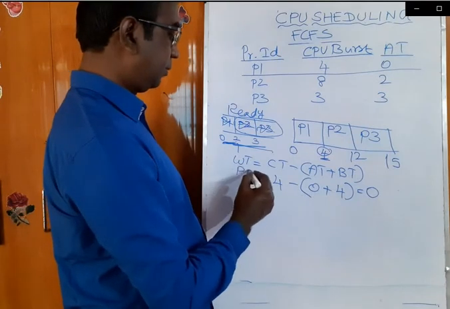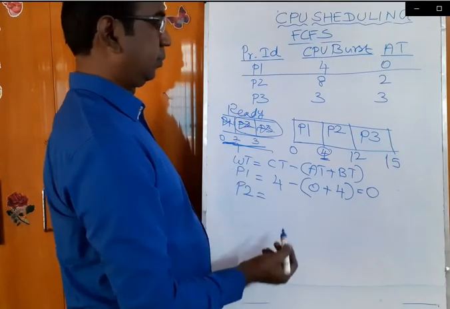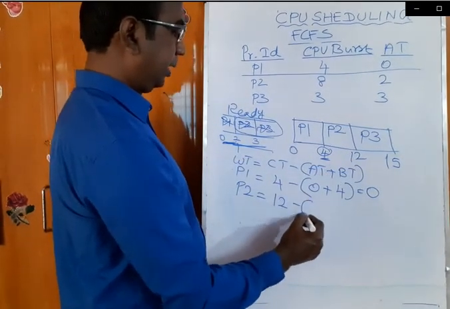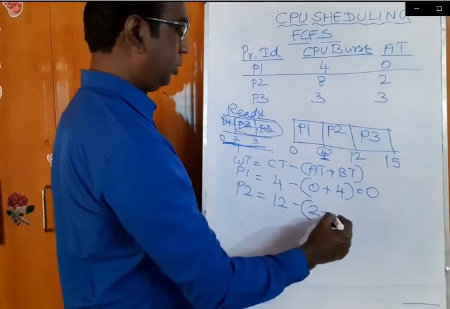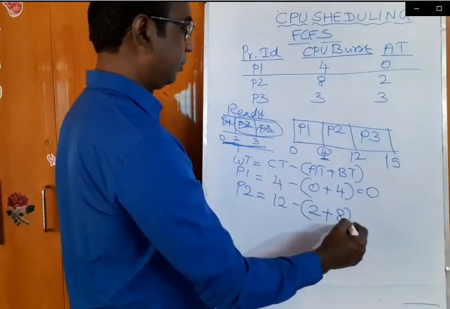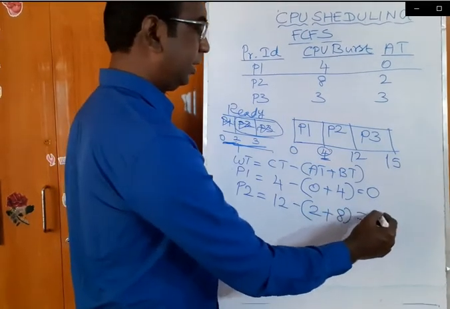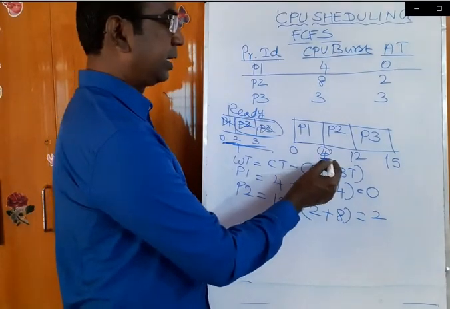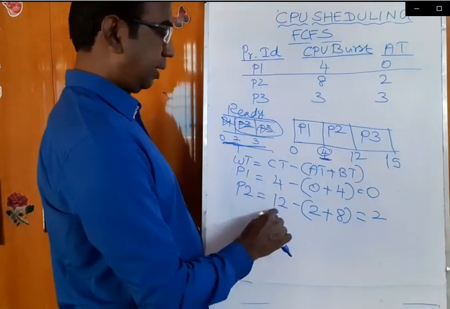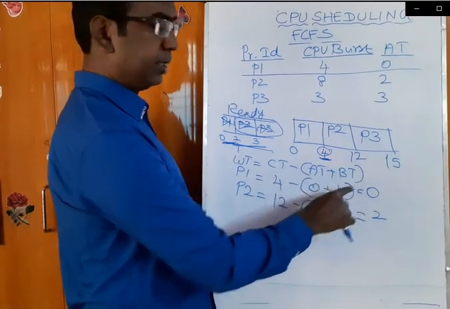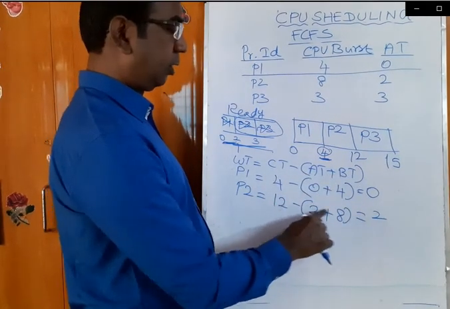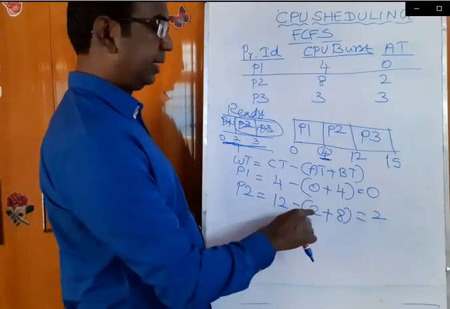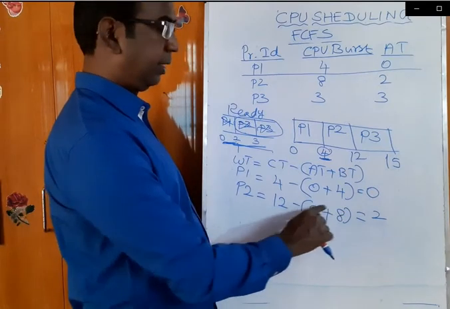But when we consider process P2, what is the completion time for process P2? 12 minus arrival time 2 plus CPU burst time 8. So 12 minus 10 equals 2. Normally in our previous example, we would consider it as 4, because of completion time minus arrival time plus burst time, where arrival time becomes 0. So 12 minus 8, it would be considered as 4. Now we have arrival time, so that is added here. 2 plus 8, 10. 12 minus 10 is 2.